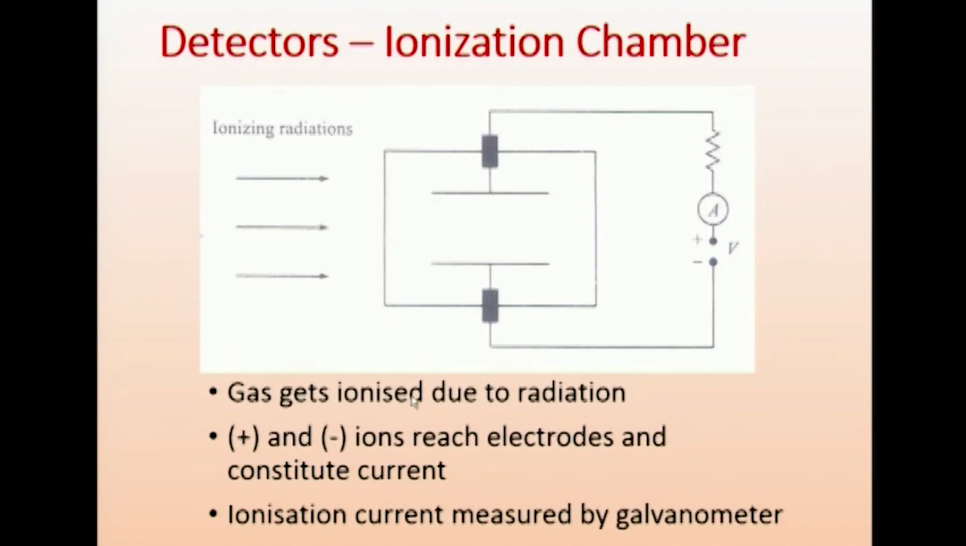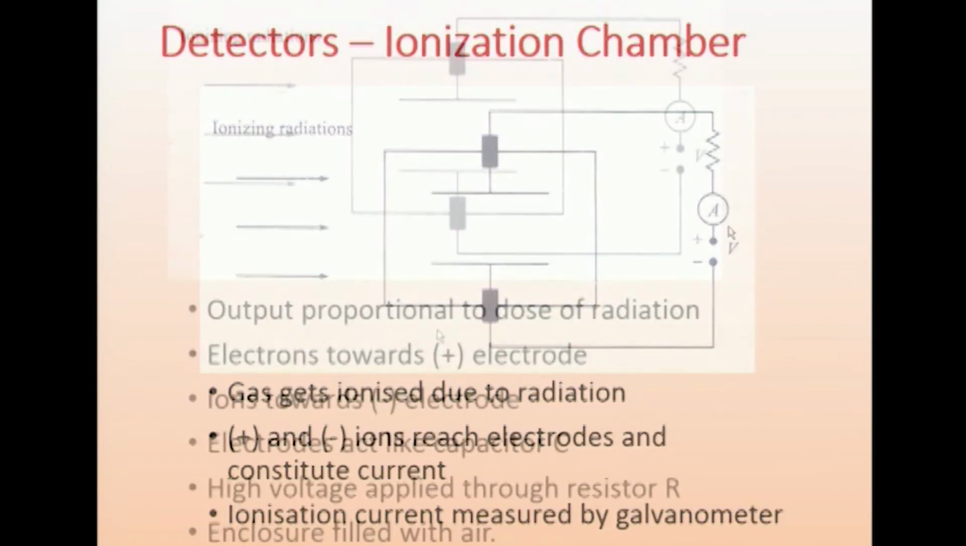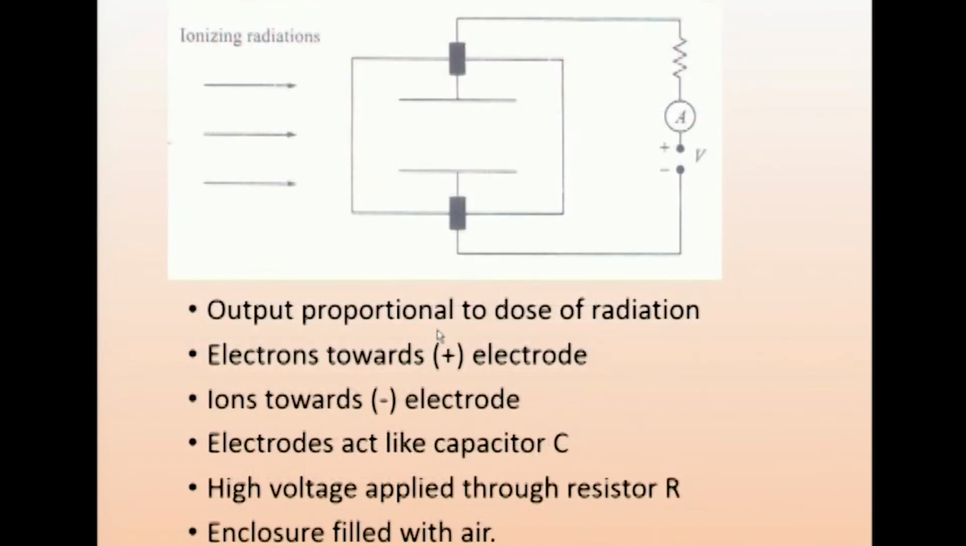So, gas gets ionized due to the radiation. Positive and negative ions reach the electrodes and constitute a current. That ionization current is measured using a galvanometer or ammeter. The output is proportional to the dose of radiation. If the radiation is large, the current will also be large. Naturally, electrons will move towards the positive electrode and the ions towards the negative electrode.